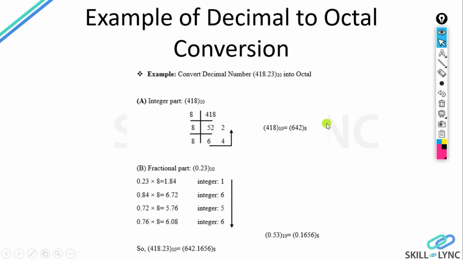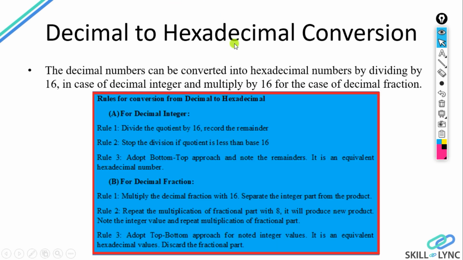So let's take the next thing, decimal to hexadecimal conversion. Rules remain the same. Divide the quotient by 16. Record the remainder. And keep dividing until you get a quotient less than 16. Then the bottom to top approach will work. For the fractional part, keep multiplying by 16. Okay. And repeat until you get 0, or you get a recursive part, or 4 to 5 times. Then adopt the top to bottom approach. And because you are considering only the integer part, you don't consider the fractional part, whatsoever you are getting.